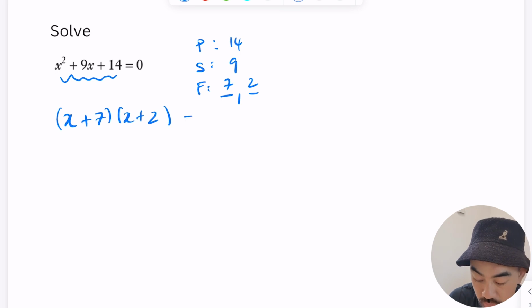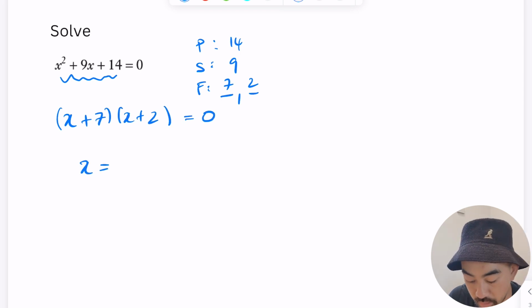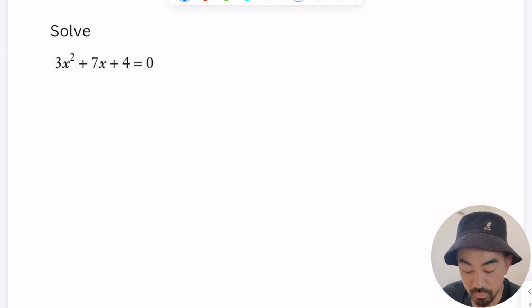X plus 2 is equal to 0. So x is equal to minus 7 or negative 2. Here's the next example. 3x squared plus 7x plus 4 is equal to 0.